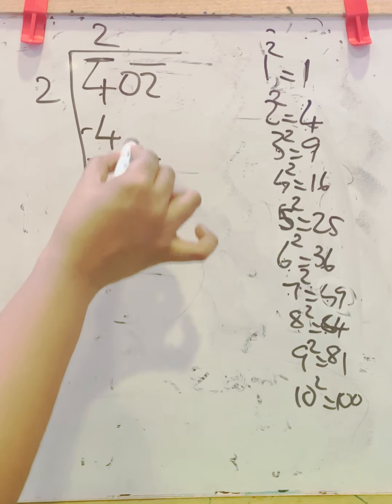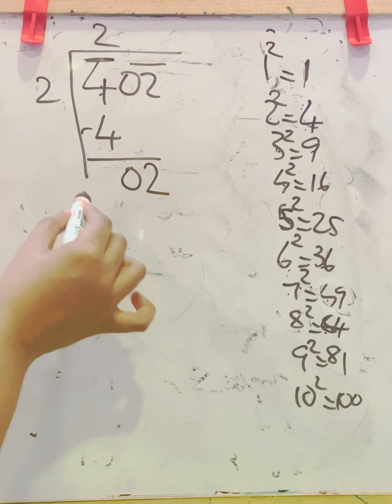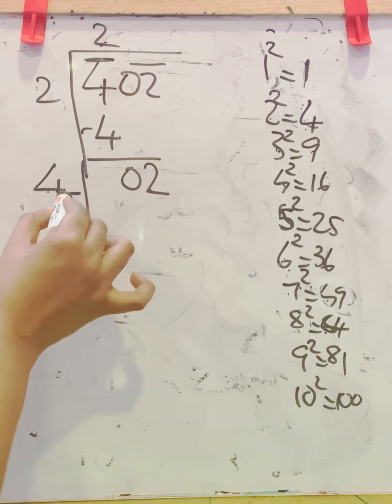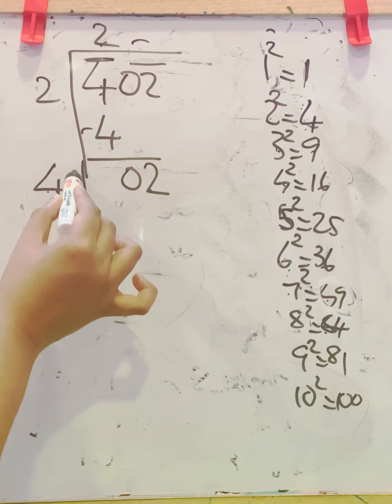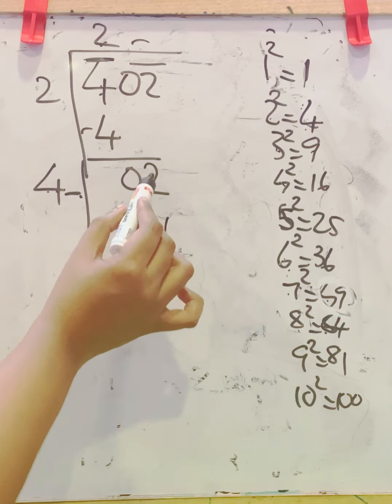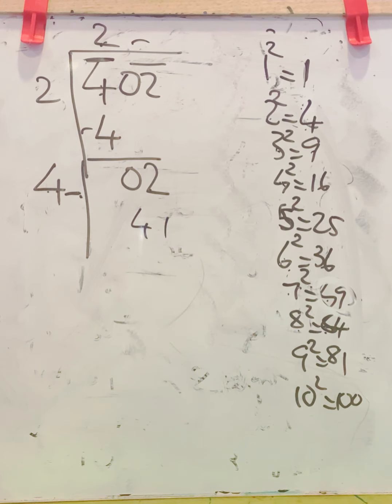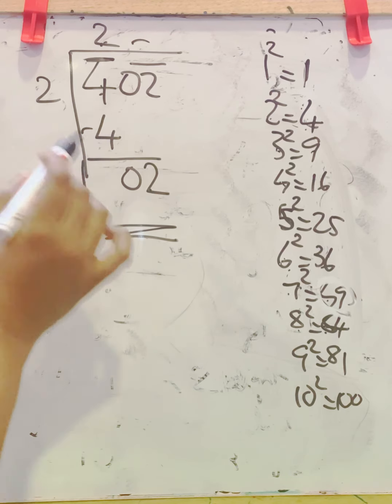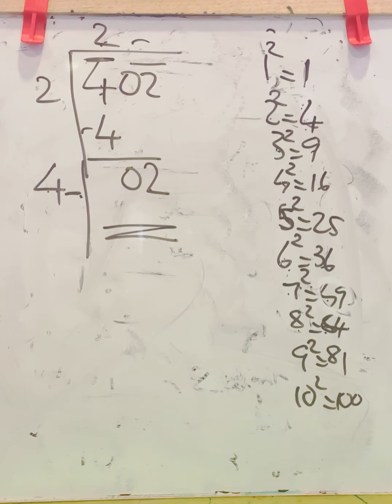You will get 0. Carry down this 0, 2. Now double this number. 2 2s are 4. Here check. If we put 1 and 1, it will be 41 into 1. It becomes 41. You can't subtract 41 from 2. So here you will end the steps. So what is the problem here? This is not a perfect square. That is why we didn't get the answer.